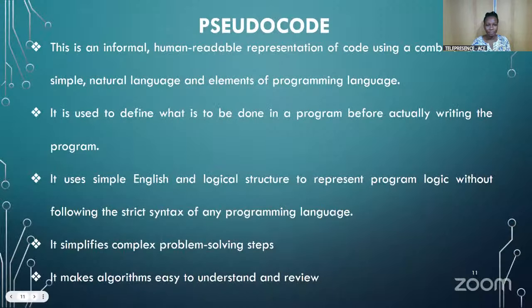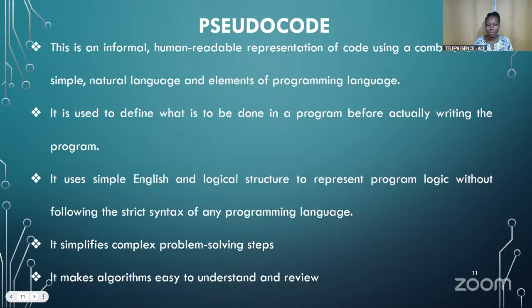All right. Now we have what we call pseudocode. Pseudocode is an informal, human-readable representation of code. In pseudocode, you combine natural language and elements of programming language. When we are talking literally about pseudo, we mean false. That is, this is not a code. It's not a programming language. You are not coding. It's a pseudocode. It's a false code. It's not really a code.